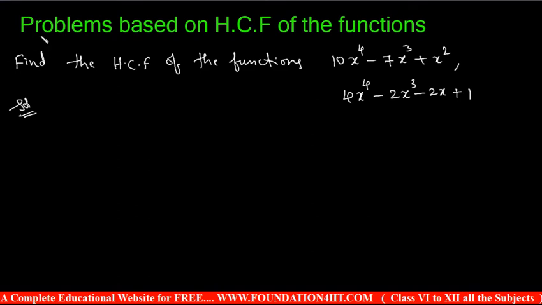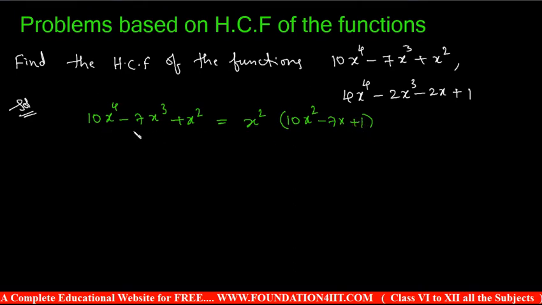So if you notice the first expression, I can take x square as common. 10x power 4 minus 7x cube plus x square: from this I can take x square common. In the next expression there is no x square common, so you can leave that. Only in the first expression take x square common. Then it is 10x square minus 7x plus 1.